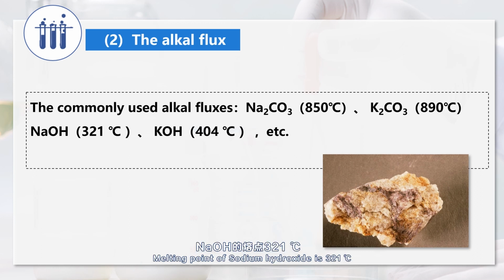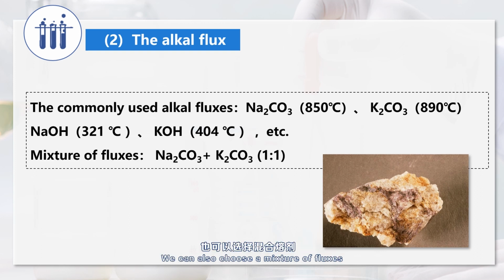Melting point of sodium hydroxide is 321, and of potassium hydroxide is 404 centigrade, which is proper for decomposition of silicate, bauxite, clay, etc. in iron, silver, and nickel vessels.